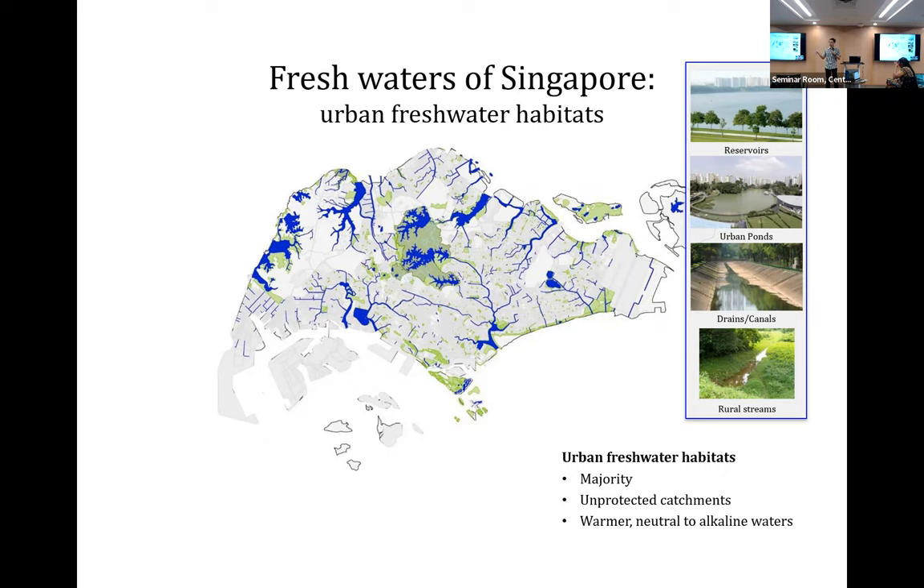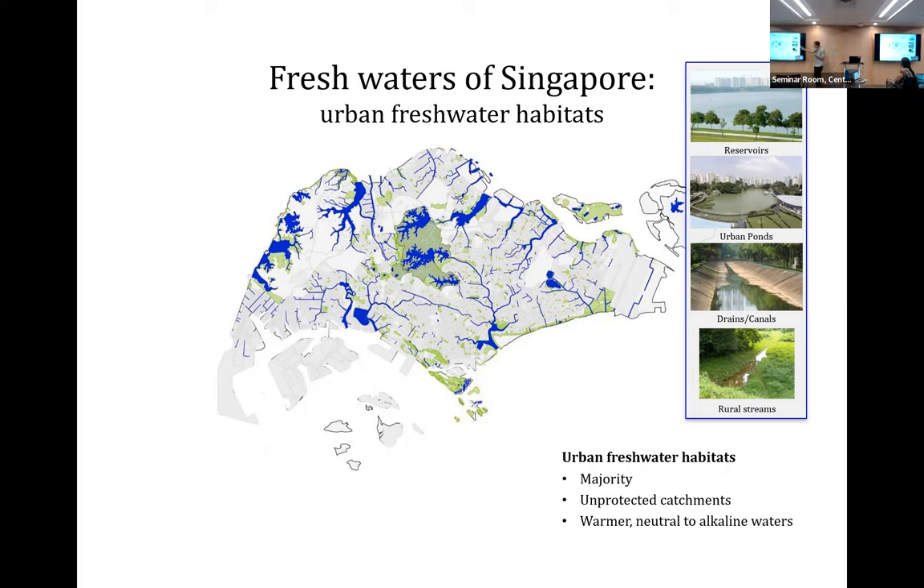So there's a higher chance of pollution entering these freshwater habitats. They tend to be a bit warmer because they're quite open and exposed, with not much tree cover. The pH tends to be neutral to alkaline. There are many more physical and chemical parameters, but these two are particularly useful when you think about the kind of species living inside these areas.